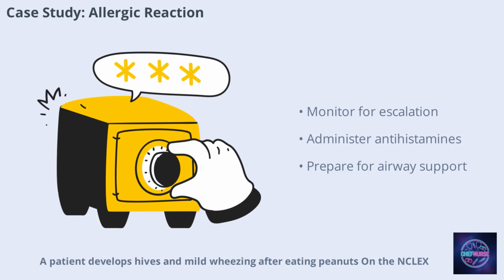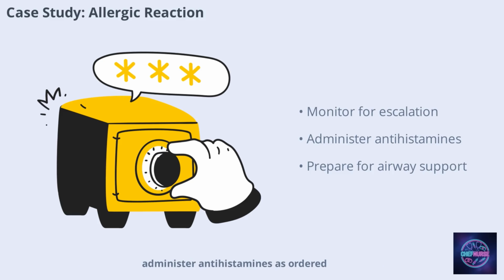A patient develops hives and mild wheezing after eating peanuts. On the NCLEX, this could progress to anaphylaxis. Your priority is to monitor closely, administer antihistamines as ordered, and be prepared to escalate care if airway compromise develops.